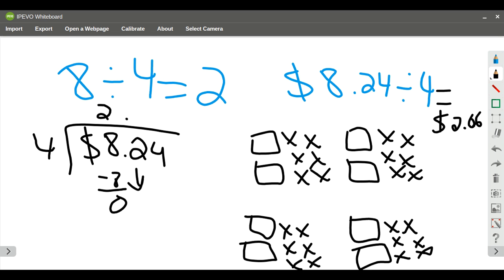I bring down the 2. 4 can't go into 2, so I write 0. And then I bring down the 4. 4 goes into 24 6 times. 4 times 6 is going to be 24. I subtract and I get 0. So that's the other way that I can model this, is just leave the quotient or leave the decimal alone. I'm just going to bring the decimal up and leave it alone.